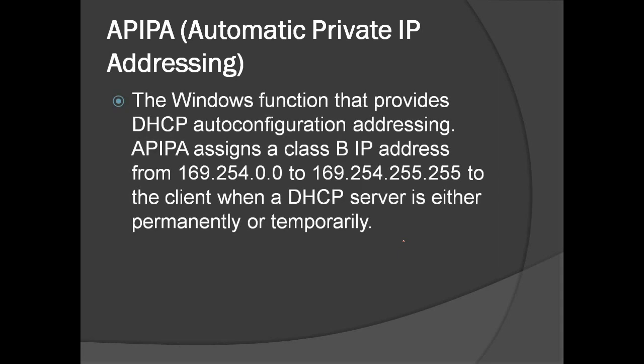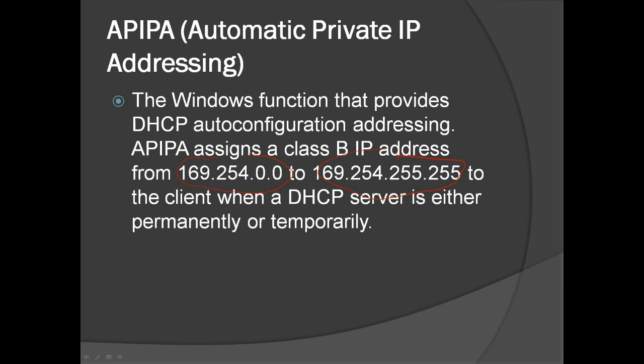Okay, so the APIPA or the automatic private IP addressing, this is a Windows function which allows automatic IP addressing. If you don't have the DHCP server, then Windows operating systems automatically assign an IP address from this range, 169.254.0.0 to 169.254.255.255. That's the range of the APIPA.